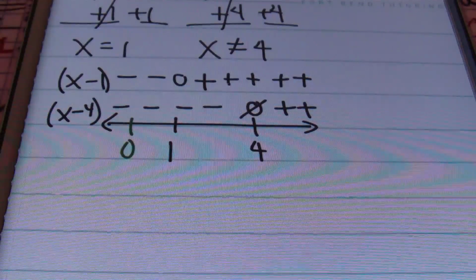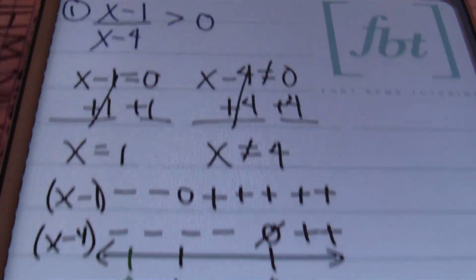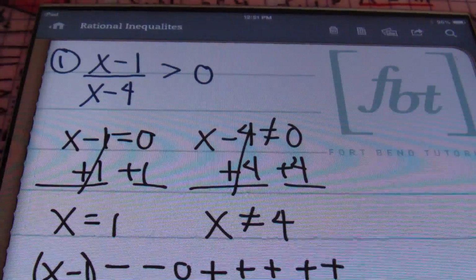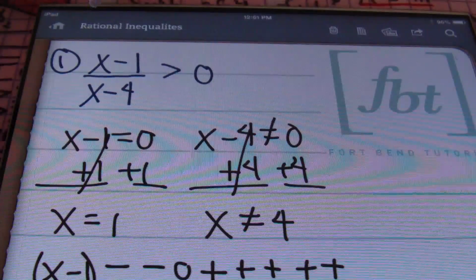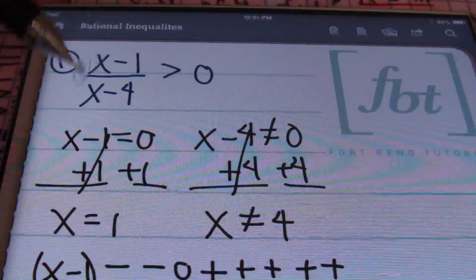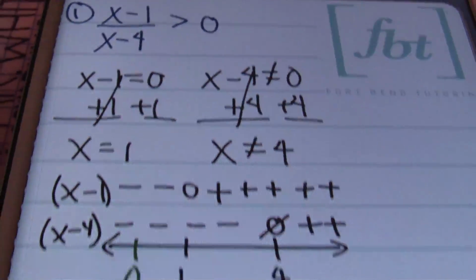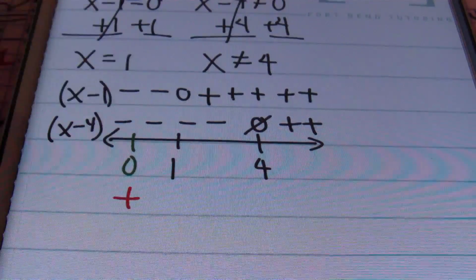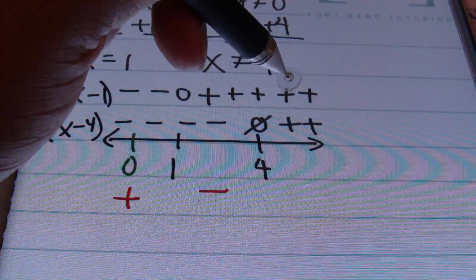I'll have positive results. Now, in order to utilize this properly, this is what we'll do. We'll look at our original inequality and notice that the answers must be greater than 0, which means we're looking for positive results. Here, I'm dividing. Remember, every fraction is a division problem. So I'm looking for these two factors to divide to give me a positive result. So let's see what that looks like on our sign chart here. A negative divided by a negative is a positive result. A positive divided by a negative gives me a negative result. And then finally, a positive divided by a positive is a positive result.